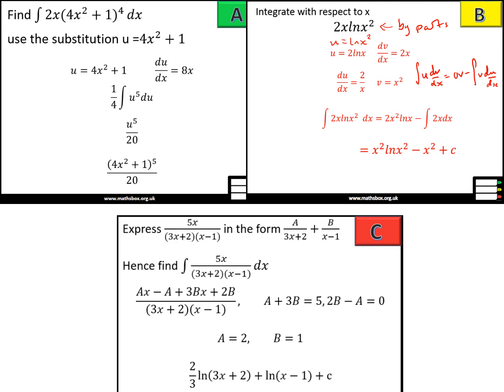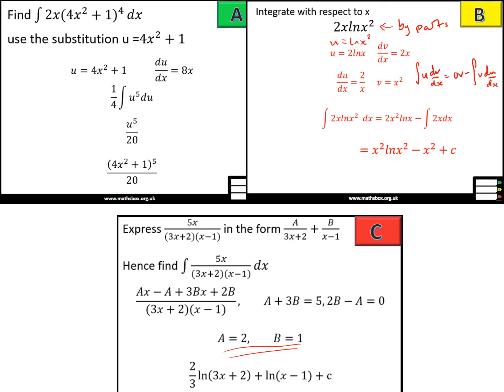Now the last one, all of the method of partial fractions has been skipped. It basically just gives you the answer. So I don't see the point in talking through the partial fractions really. You've done it many times in the past. So do the partial fractions, substitute those values back in.